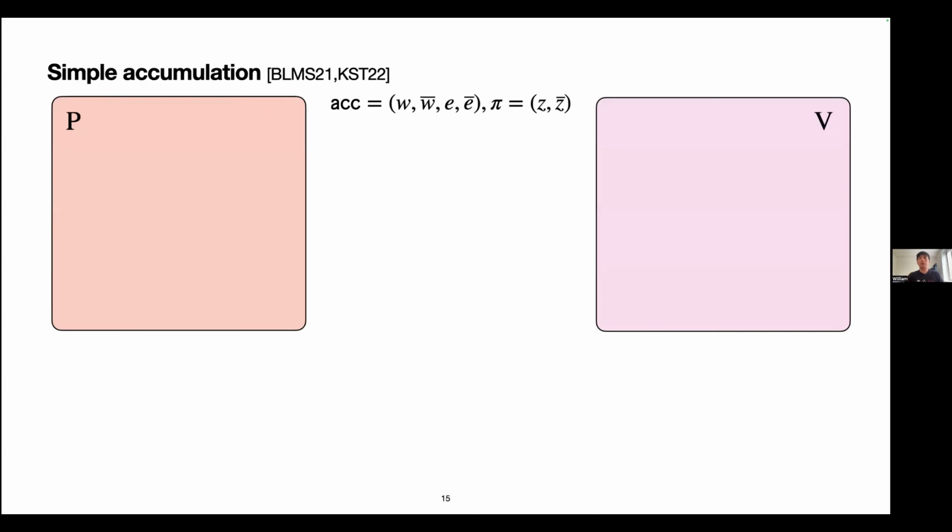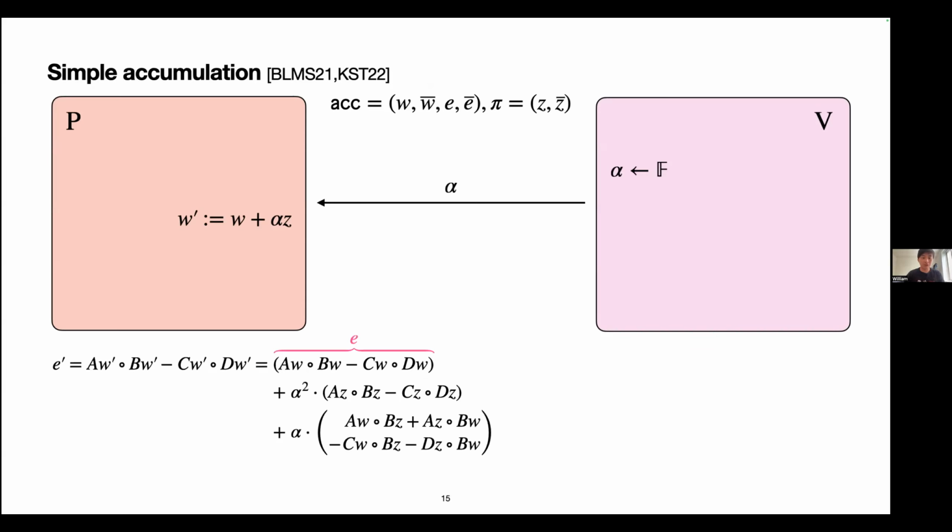Cool. So what does this accumulation protocol look like? At the start, the prover and verifier both have the accumulator Accum and the proof pi. The natural thing to do to produce a new accumulator is to take a random linear combination. So the new accumulator's W will just be a random linear combination of the old W and Z. And if you try to compute the corresponding error term, the new error term will be equal to the old error plus alpha times a bunch of cross terms, which we'll call T.